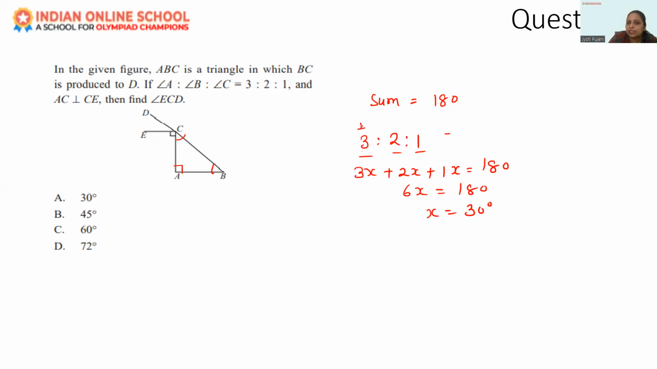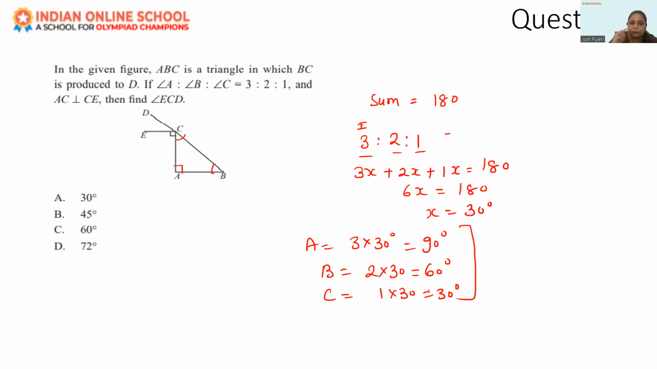It means your first angle is A. So A is 3x. So 3 into 30. It means A will be of 90 degree and B will be of 2 into 30. It means B will be of 60 degree and C will be of 1 into 30, that's 30. Fine, everyone. These are the angles now. This is a 60 degree and this is a 30 degree. They are asking for ECD, this angle. Can you see that BCD is a line? BD is a straight line, you can say that.